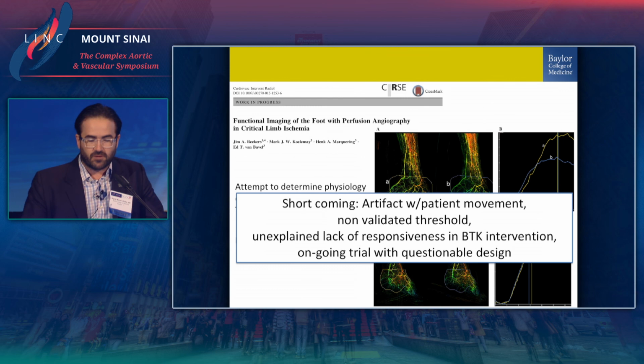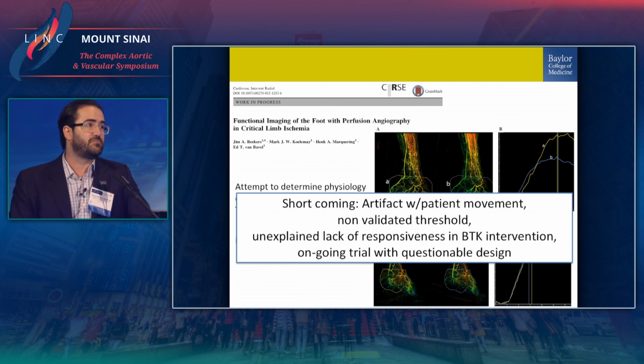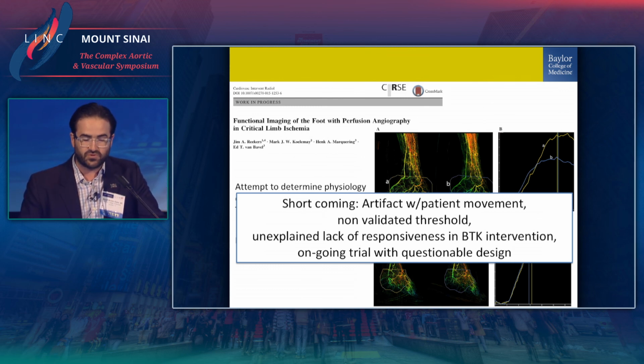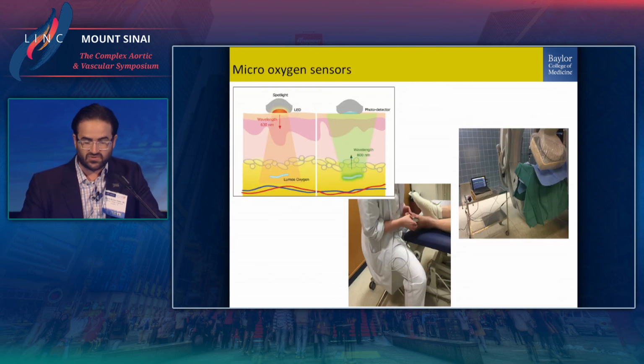Now, shortcomings here: there's a lot of artifact. Any patient that moves on a table will screw up the 2D perfusion. It's a non-validated threshold, and there's unexplained lack of responsiveness in a lot of BTK intervention. And on top of that, I believe that some of the ongoing studies are a little questionable when it comes to the signal. I don't think they're looking at the right stuff.